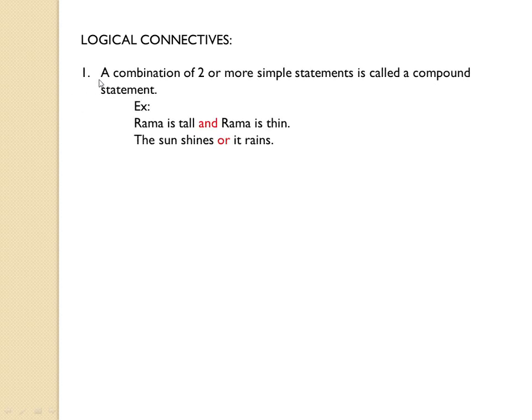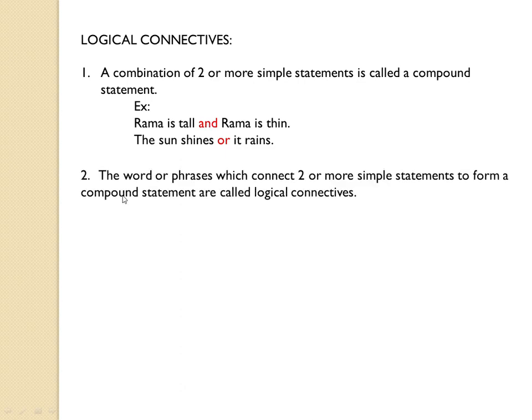So there are some logical connectives in this chapter. First, a combination of two or more simple statements is called a compound statement. Example, Rama is tall and Rama is thin. Now in this sentence, these are two simple statements which are joined by a logical connective and, so it is called a compound statement. The second example is the sun shines or it rains.